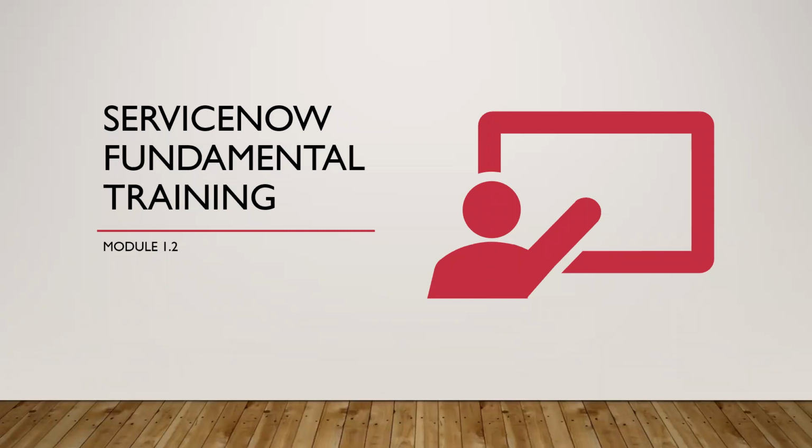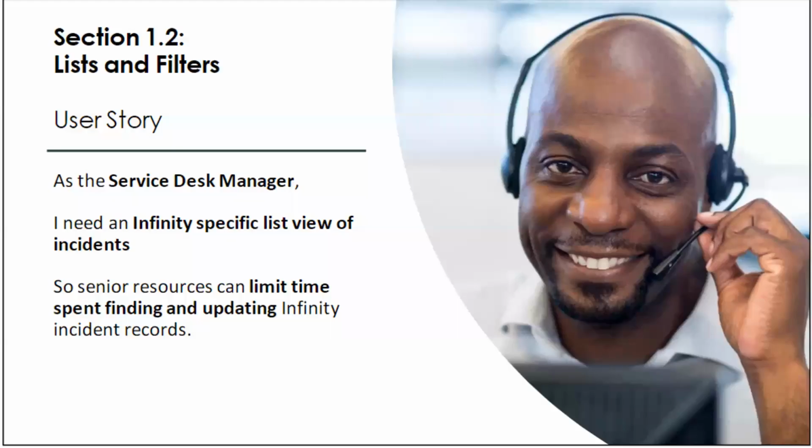Now in the next section, we are going to learn in detail about list and filter. When you're talking about list and filter, what does it mean? It's how a list of data is displayed on a single page, and how we can filter and get the records of our own interest.